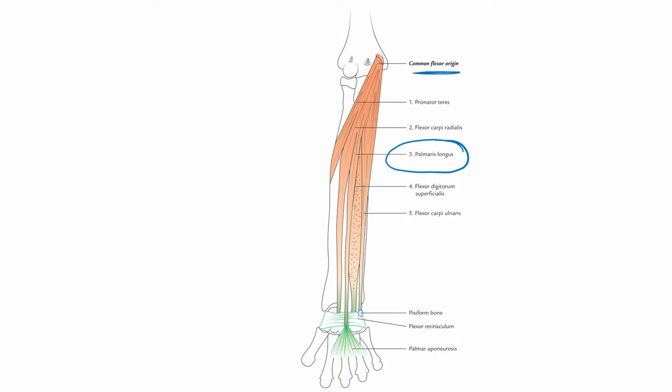Origin is the same, that is the common flexor origin. The muscle descends down, crosses the wrist joint by passing above the retinaculum, that is the flexor retinaculum, and reaches the palm. So in the palm, this palmaris longus spreads out to make up the aponeurosis, which is called the palmar aponeurosis. So it ends by forming the palmar aponeurosis. So this is the fate of the palmaris longus. The palmaris longus acts as a weak flexor of the forearm.